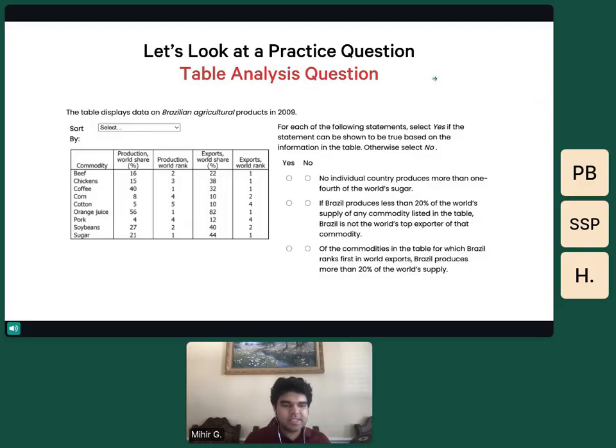The next type of question you'll see is a table analysis. I want to preface this by saying that the data insight section is probably the most interactive section. You'll have a question and you'll have a table here, and you'll be able to use this dropdown to sort the data by the different columns. The dropdown will say sort by, and then you can sort by production world share, rank, exports share, and exports rank. You'll then be asked 3 different statements, and you'll be asked to select yes if it can be shown as true or no if it's not true.